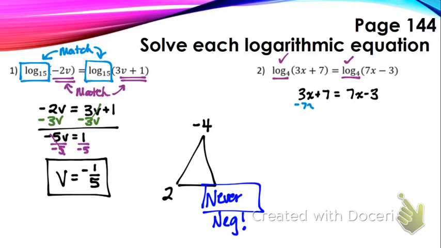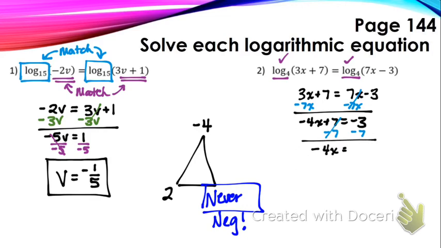Minus 7x from both sides. So I get -4x plus 7 equals -3. What would I do then? Minus 7 from both sides. -4x equals -10. Last but not least, divide both sides by -4. Negative divided by a negative gives me a positive. X equals, what's 10 divided by 4? 2.5.